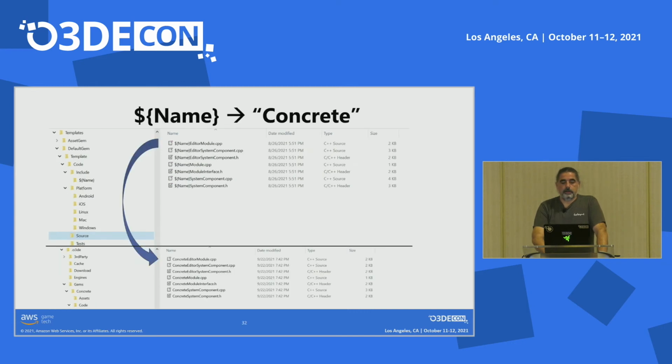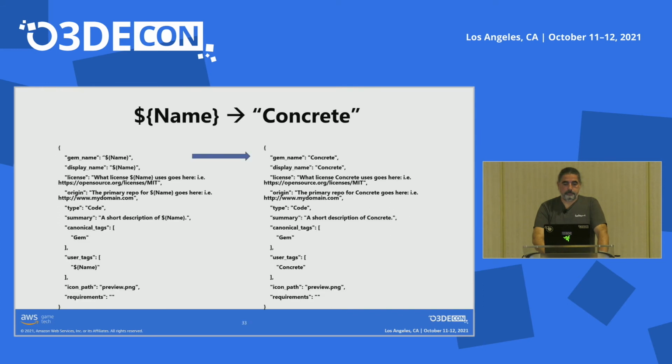So the $name that you would see inside of the template, you will now see replaced with the concrete text. If we look inside of the contents of a gem JSON, we will see that all of the instances, again, where we see $name, will now be filled in with concrete. So the names of the files, the names of the folders, and the contents of the files.